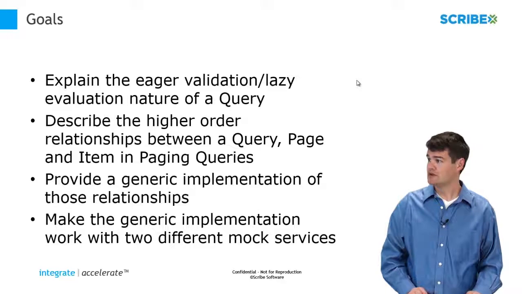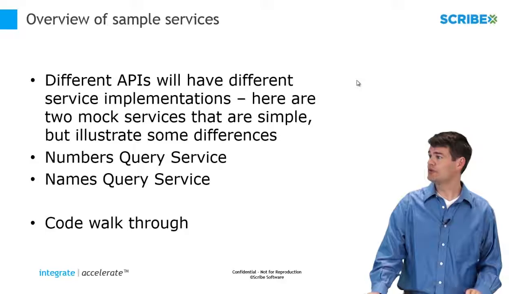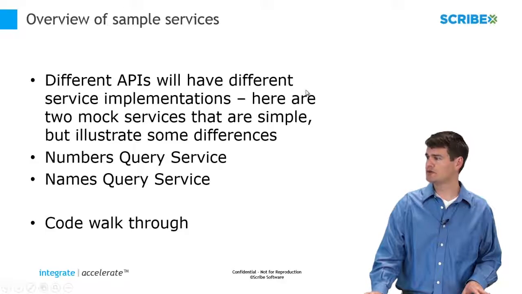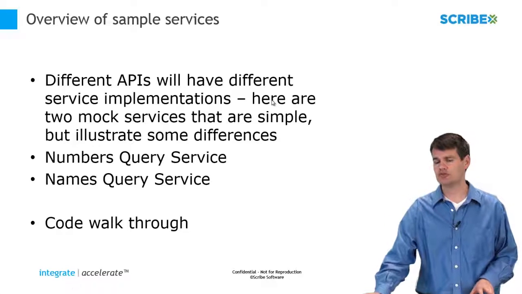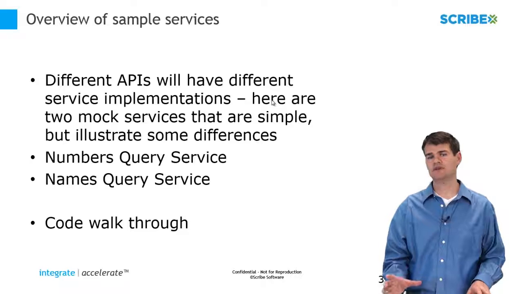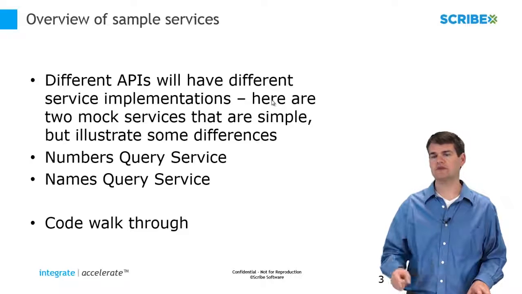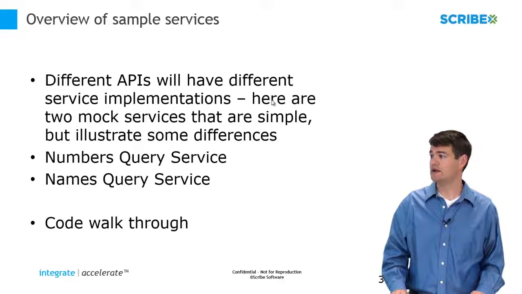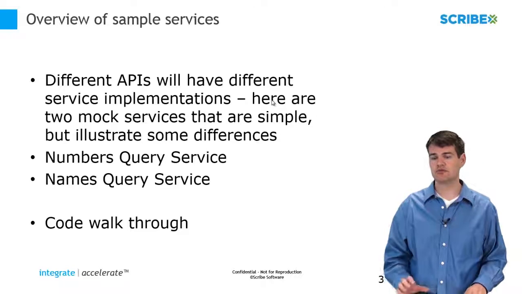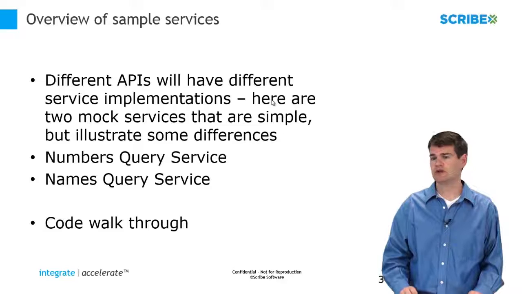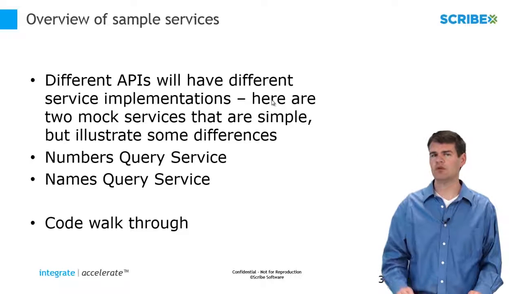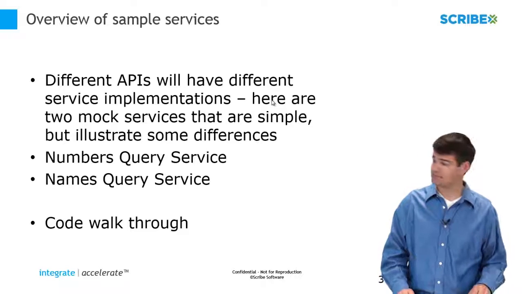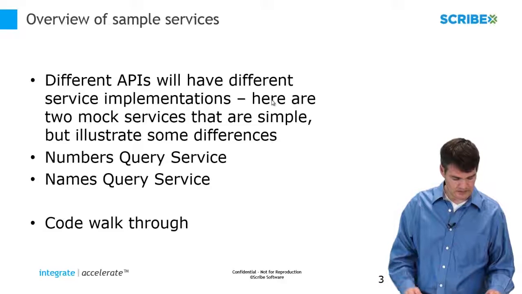Okay, so first I'll do a quick overview of the sample services that I've created. We have a numbers query service, and that numbers query service is just going to return a list of integers, and you can get the next list of integers and move on from there. And then a names query service, where names is a first name and a last name of a person, and that's a little bit more modeled after a real-world API. So let's take a quick look at that code.